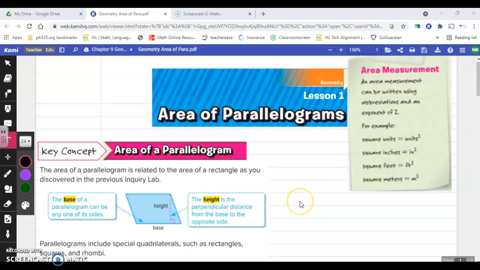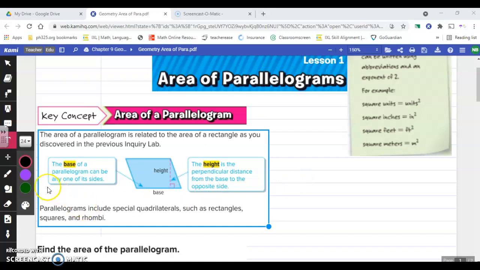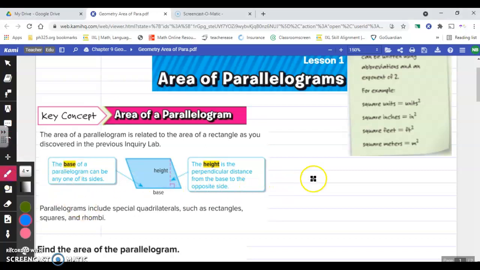Hey, sixth grade, for the end of the school year, we're going to be moving into geometry. Our first lesson is going to be about the area of parallelograms. Parallelograms are similar to the area of squares and rectangles, except we're going to change a few things up. It's still going to be multiplication, so you're still going to multiply times something.